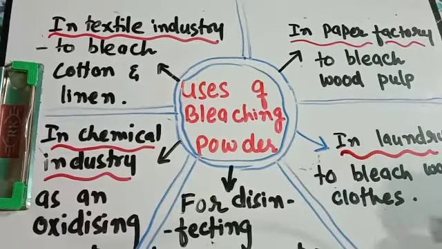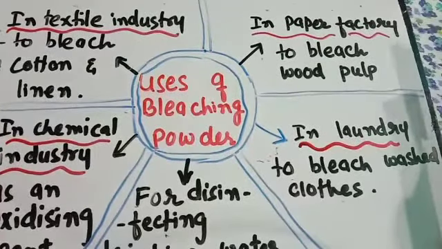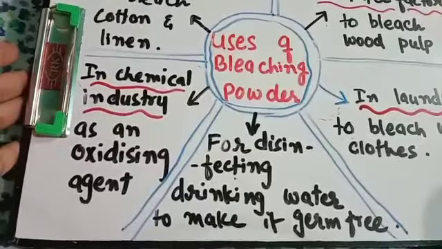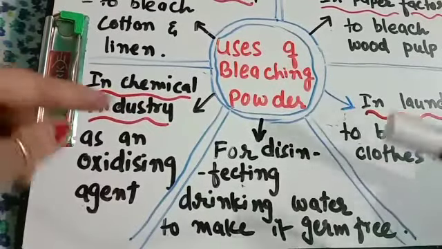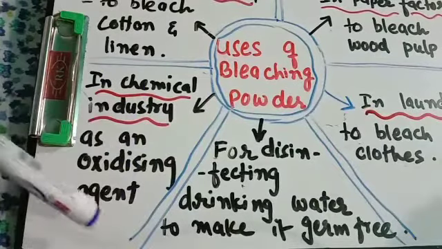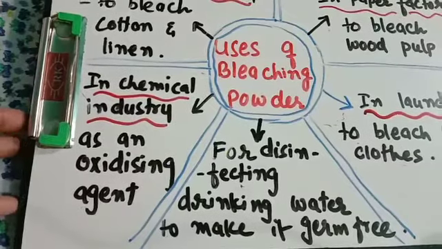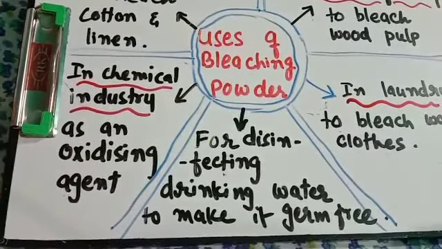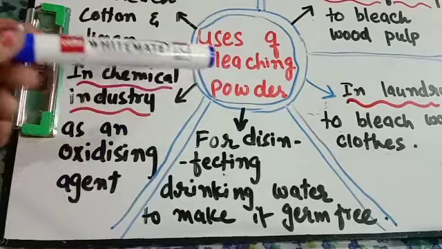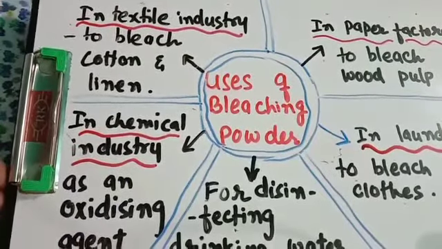Next one is in laundry, that everybody is using maybe at home, to bleach washed clothes, mainly white clothes. Next one, in chemical industry as an oxidizing agent. And last, you can write down for disinfecting drinking water to make it germ free. As you know, bleaching powder is used to clean up the water. So these are the 5 uses of bleaching powder.